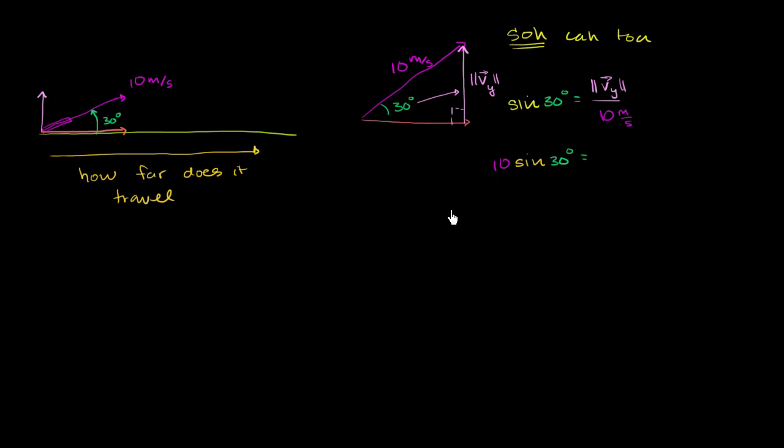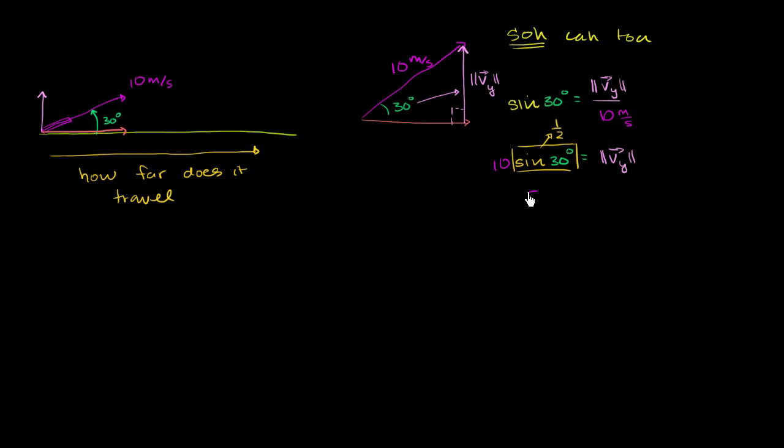is going to be equal to the magnitude of our vertical component. And so what is the sine of 30 degrees? You might have memorized this from your basic trigonometry class. You could get the calculator out if you want, but sine of 30 degrees is pretty straightforward. It is 1/2. So sine of 30 degrees is 1/2. And so 10 times 1/2 is going to be 5.